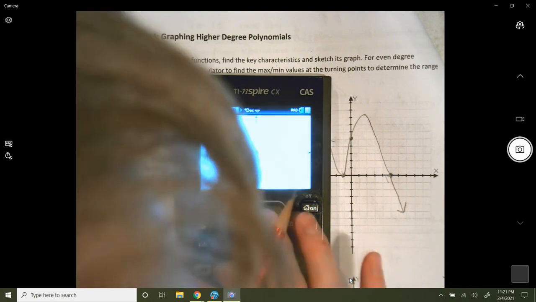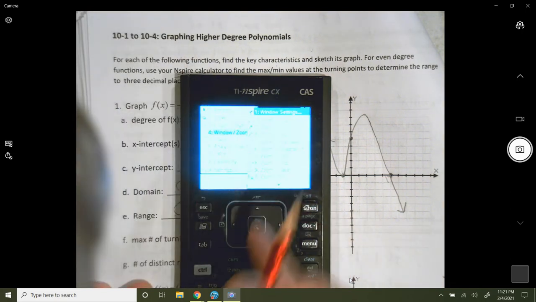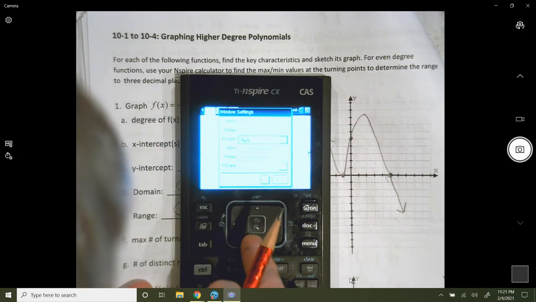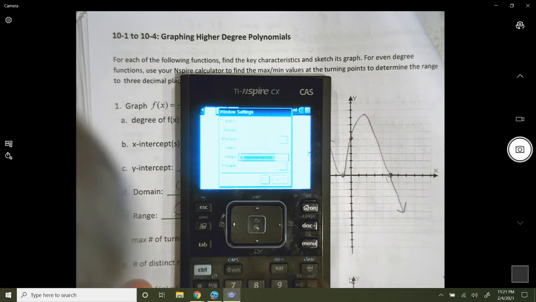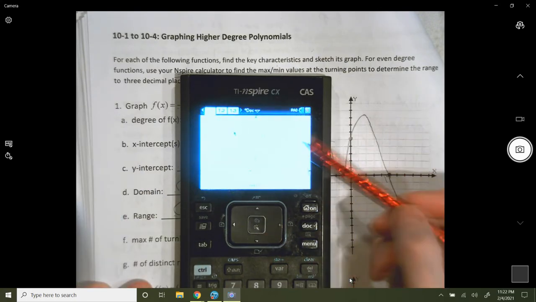Now I'm going to update my window menu because I want my y value to be a little bit higher. So go down to my y max. Let's go up to about 20. Sometimes you just kind of play with it. That's not even high enough. I have to go higher.